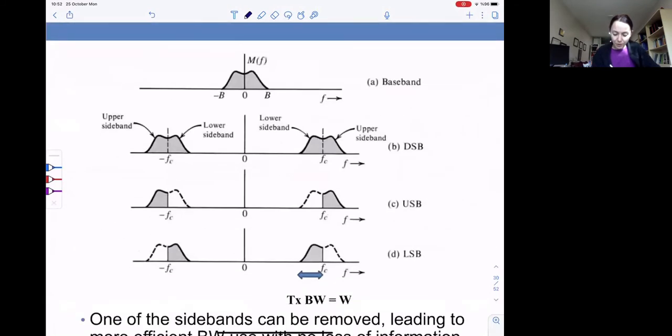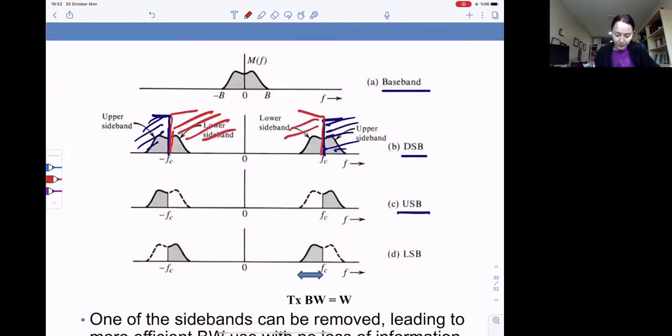Okay, so the baseband signal, when modulated with DSP, is the composition of an upper sideband signal, which is the outside here, the upper sideband signal, and the lower sideband signal. This is the lower sideband. It's given here.